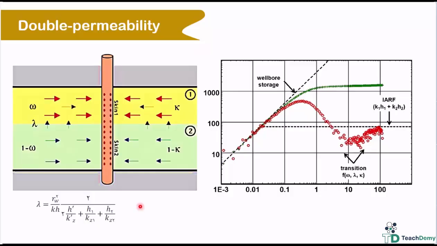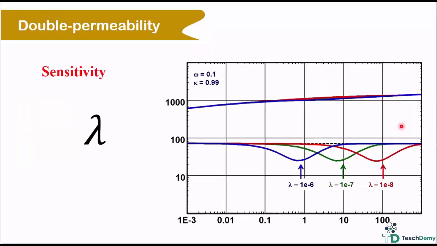Looking at the pressure derivative plot, we observe the transition region that corresponds exactly to the period when crossflow between the two layers takes place. After the end of the early time region, the transition behavior becomes visible, followed by the final stabilization line. Often, the very first flow regime is not clearly observed, and instead, the response begins with the transition period before reaching full stabilization.